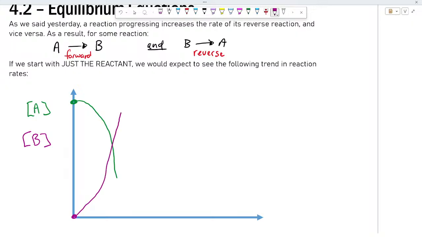But that means that slowly but surely, this reaction's got to slow down, because we know reactions slow down as the concentration of reactant decreases, right? Which means the forward reaction is going to slow down, but as the forward reaction is slowing down, the reverse reaction is going to speed up, which means we'd actually expect to see this turn around. And that's going to happen over and over again, but it's going to asymptotically approach a steady state.